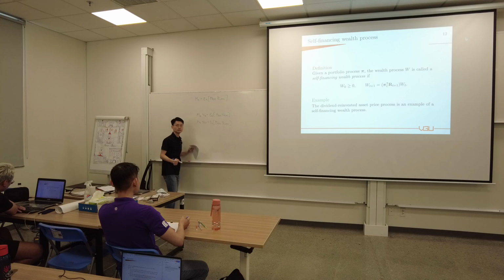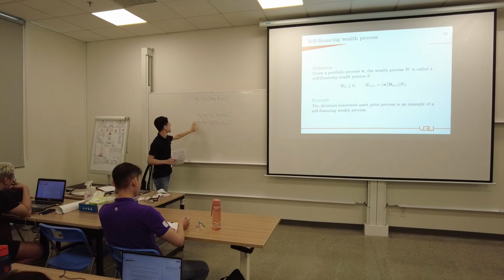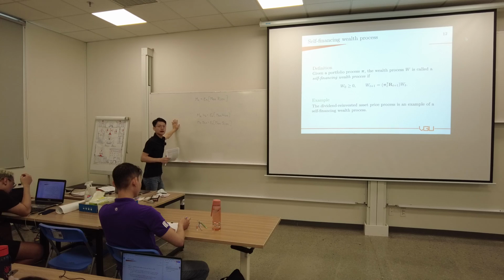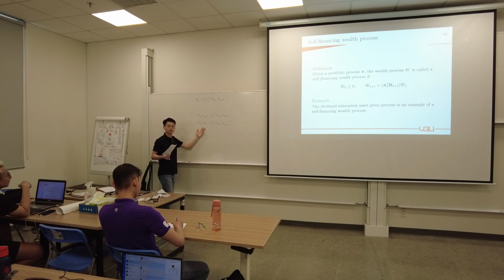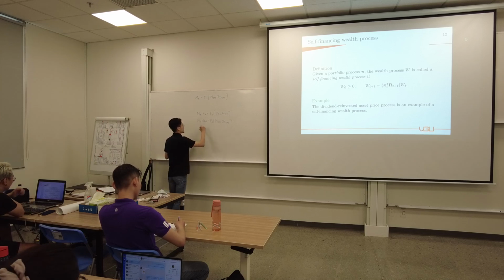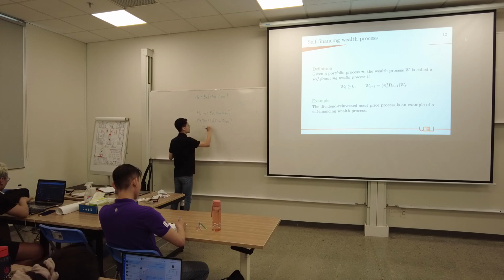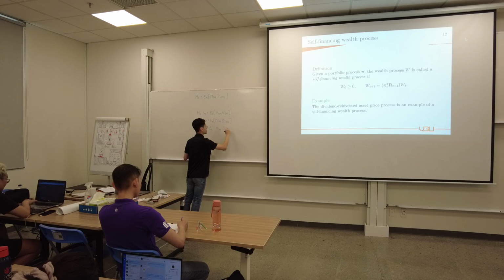Okay, let's say this is the dividend reinvested asset price process for asset I. So we buy asset I at the beginning of time, and we get some dividend from asset I. Then we buy more of this asset I using only the dividend. Okay, so this is the dividend reinvested asset price process. And what do we get? We get MT equal to the conditional expectation of MT plus 1 times SI T plus 1 divided by SIT.